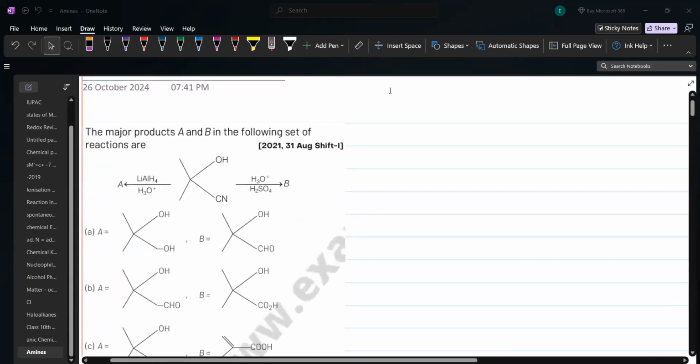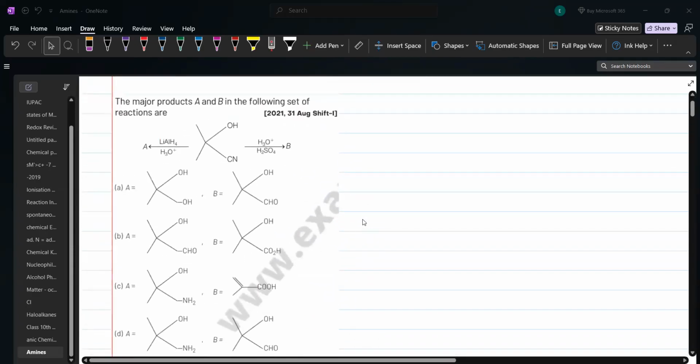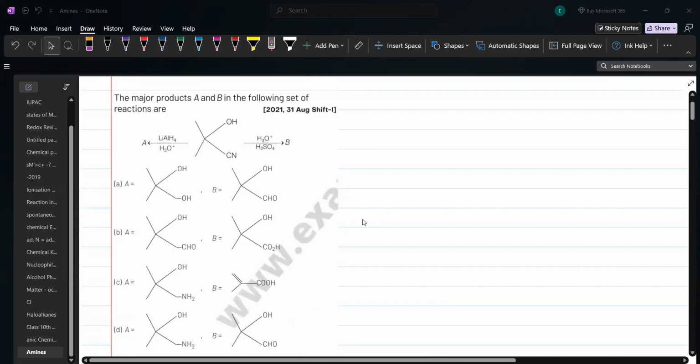So this is from the amines chapter. Please try to solve this question, then we will discuss it.